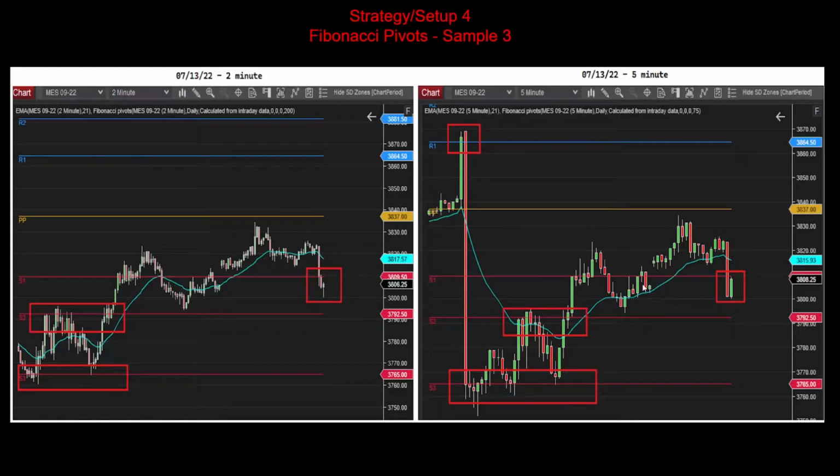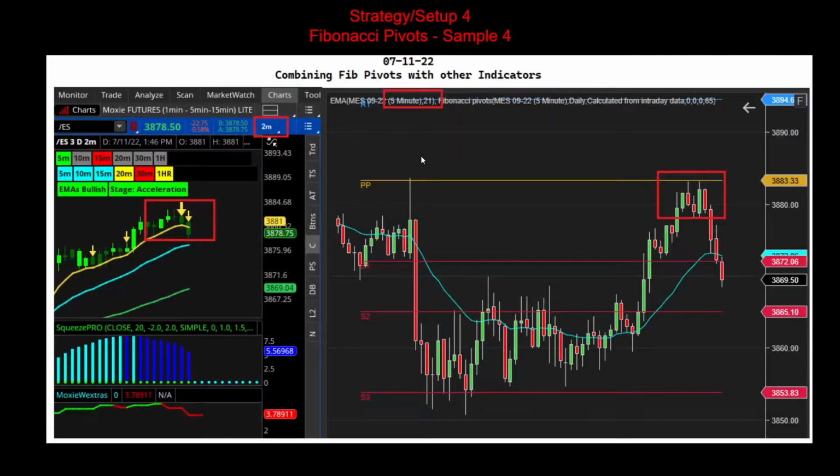If you're doing the price target approach where you're just putting an order at the first test of either line, the 5-minute works pretty well too, because you're playing the first test of it. So this is my next and last sample.